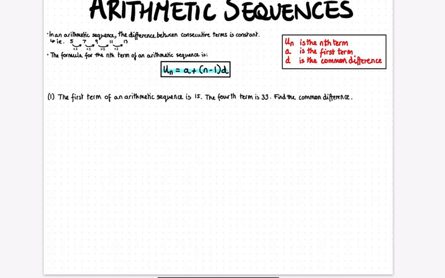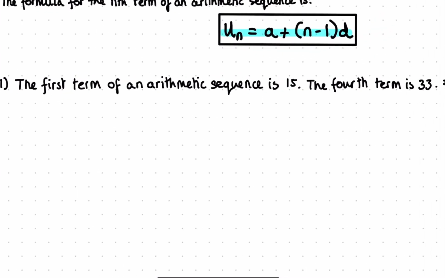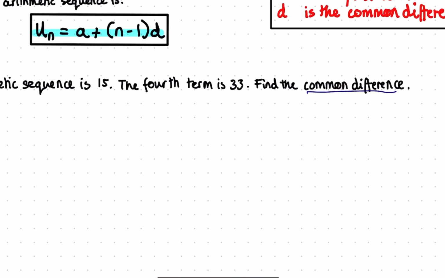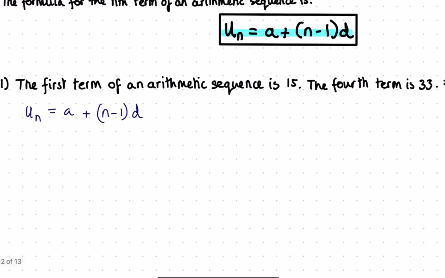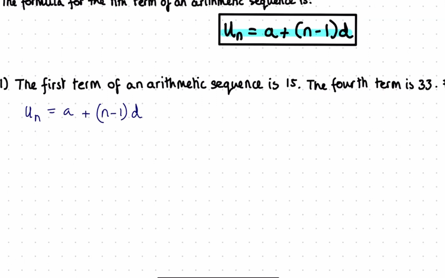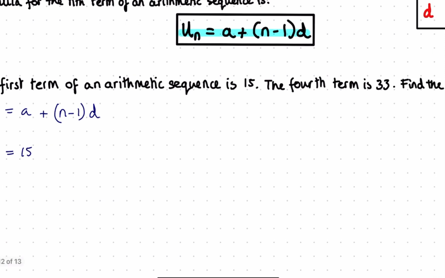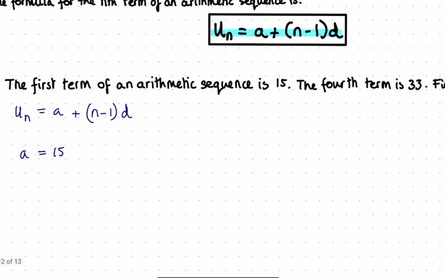So the question is, the first term of an arithmetic sequence is 15, the fourth term is 33, find the common difference. So the first thing you want to do is write down that equation, un equals a plus n minus 1 times d. The question wants to know what the common difference is, so we want to be able to find d. So we have the first term here, which is 15, so a is 15, and the fourth term is 33, so that means that when n is 4, then un is 33. So we can put that all into our equation, and we get 33 equals 15, add 4 minus 1, which is 3, times d, and then we just solve for d.